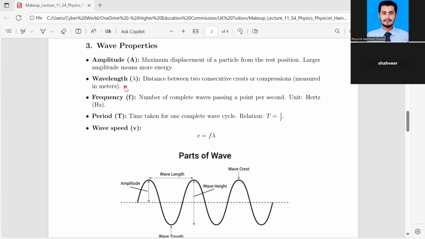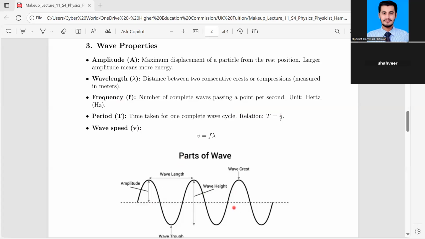The second parameter is the wavelength, which is denoted by this symbol, called lambda. And what is this lambda? Wavelength. You can define wavelength as the distance between two consecutive crests or compressions, and wavelength is measured in meters.